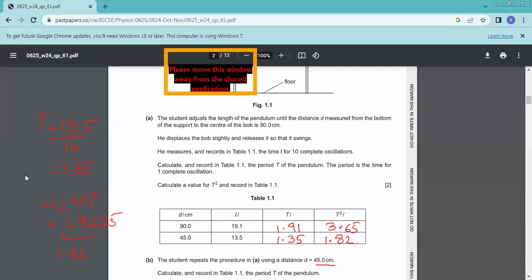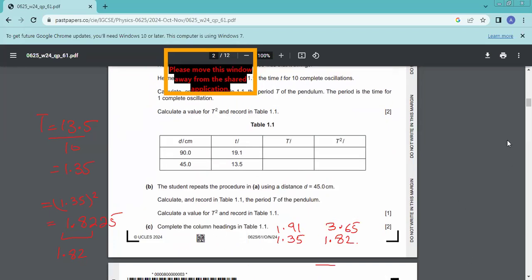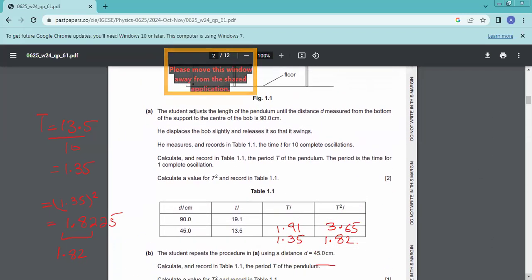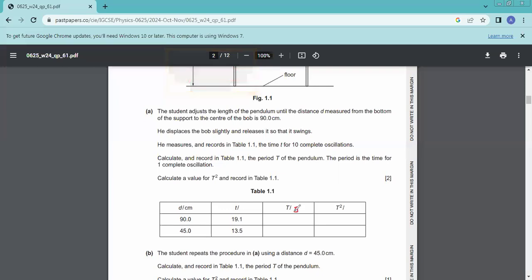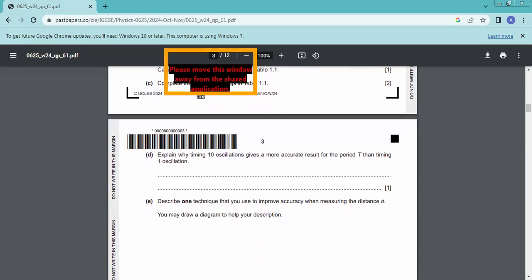In this case, we now have to complete the column headings. T is in seconds, so we write T in seconds, and T square is in seconds square. So this is how we have completed the column headings. Now, moving on to the next part of this question, part D. They're asking us to explain why timing 10 oscillations gives a more accurate result for the period T than timing 1 oscillation.